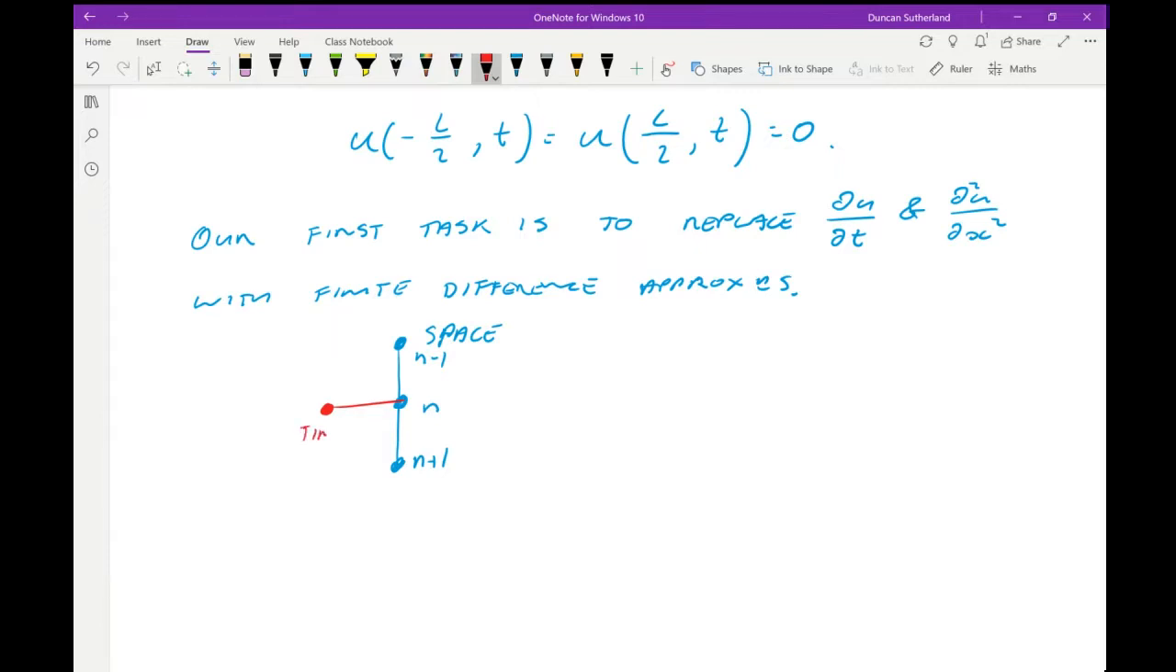This is going to be our time, so this is going to be i minus 1, and this is going to be i. Okay, so this might look a bit strange, but this shows you what spatial and temporal information we're using to advance our solutions.